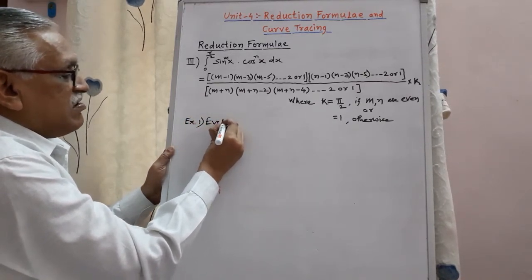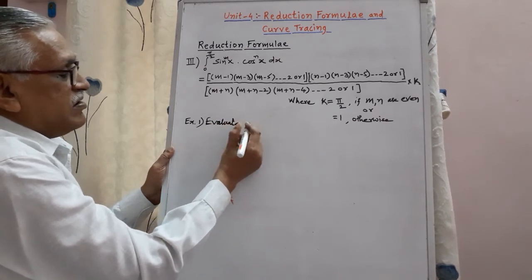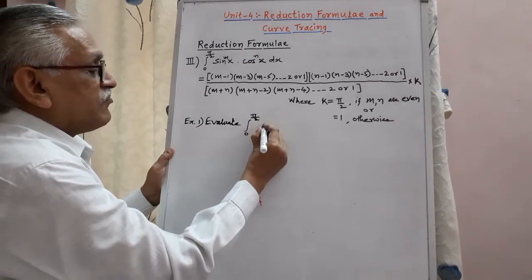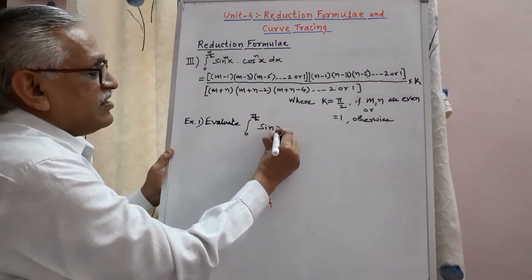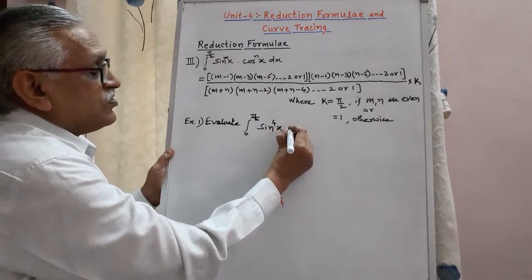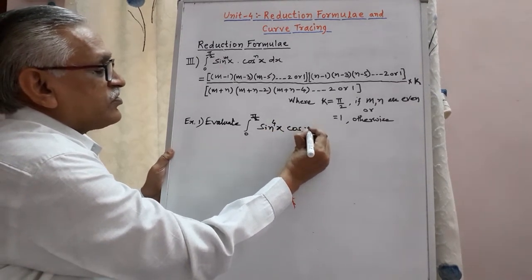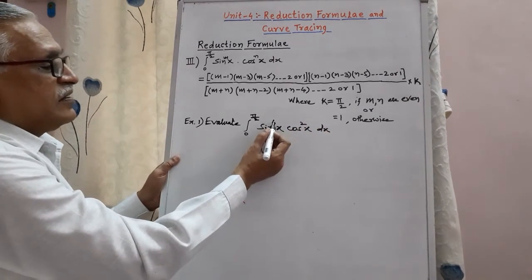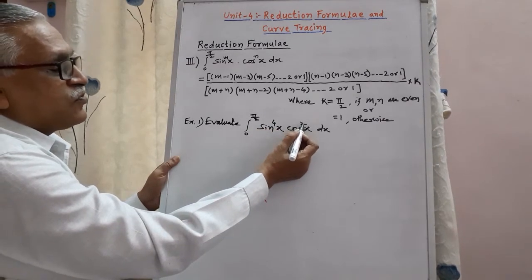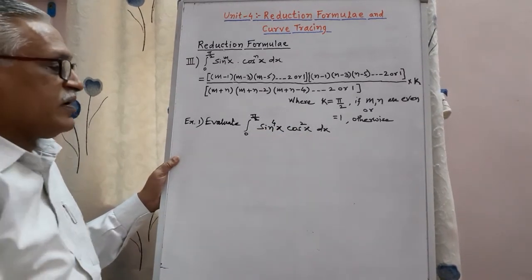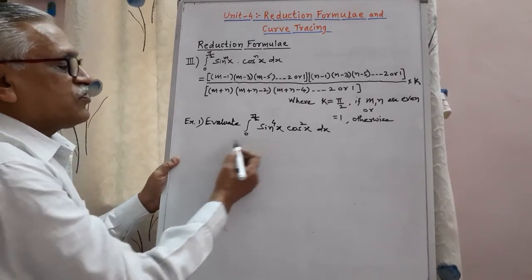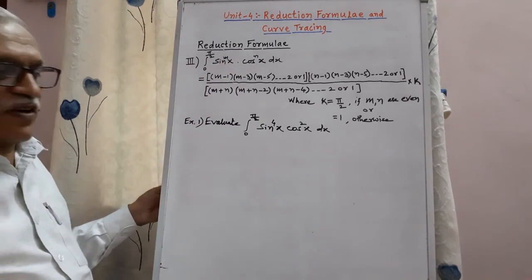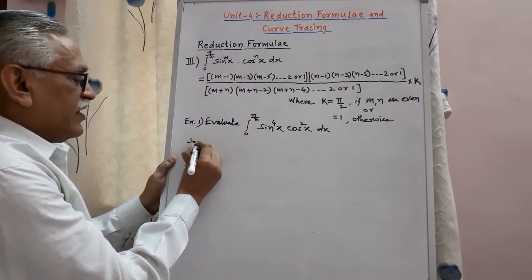Evaluate integral from 0 to pi by 2 of sin x to 4 into cos x to 2 dx. Here the value of m is 4 and the value of n is 2. Both are even numbers, and it is a product of sine into cos with limits 0 to pi by 2. Therefore, we can use this reduction formula to find its value.